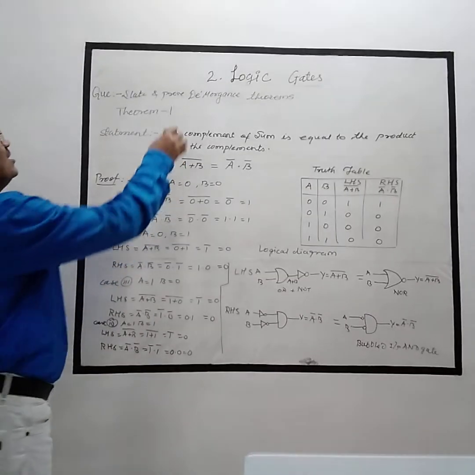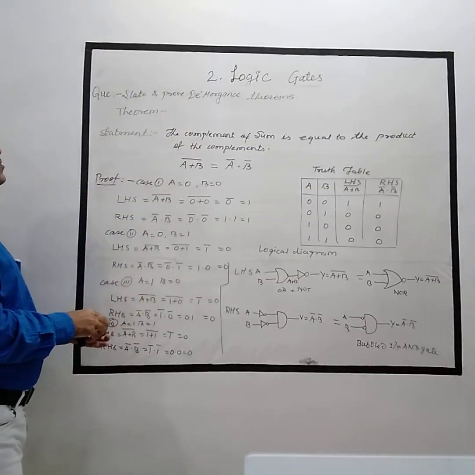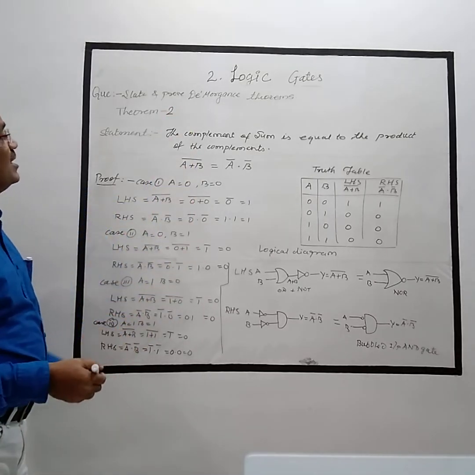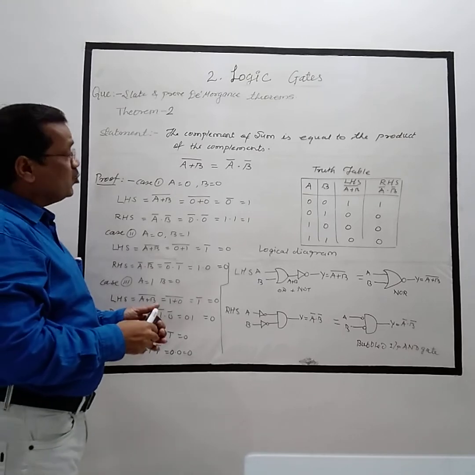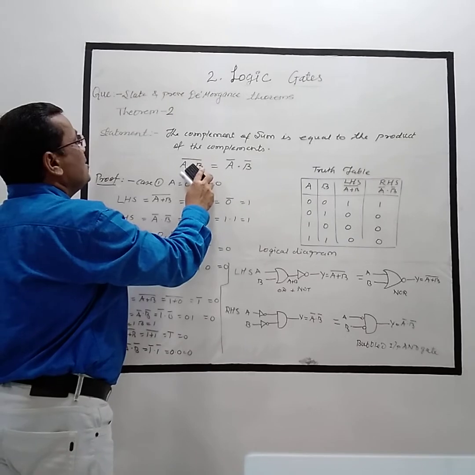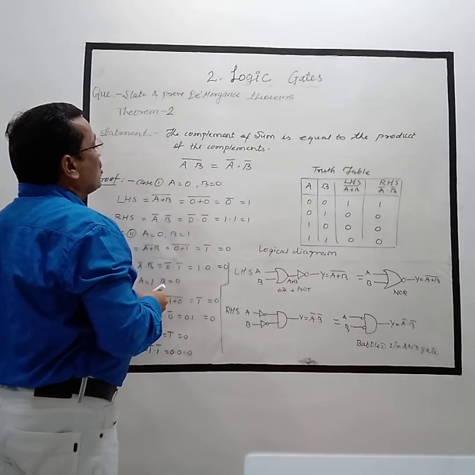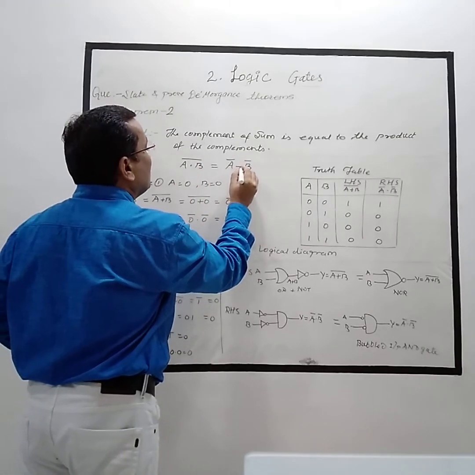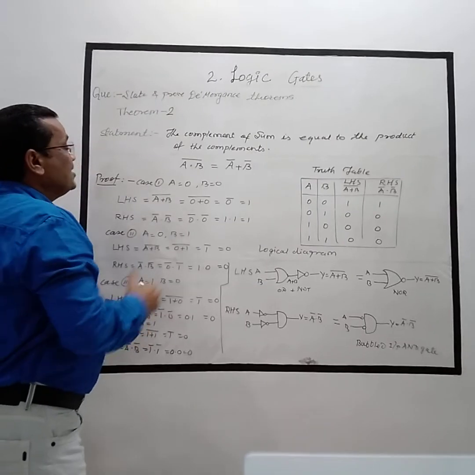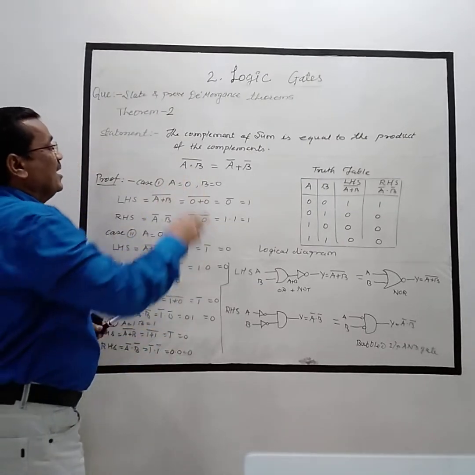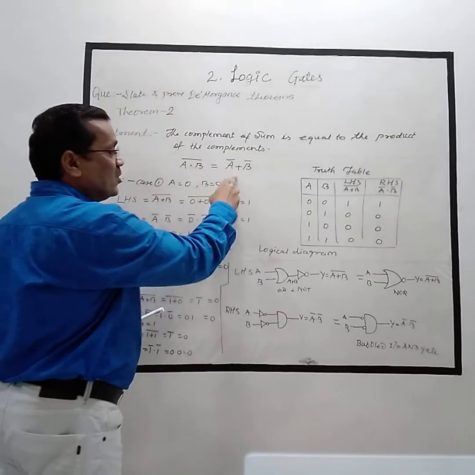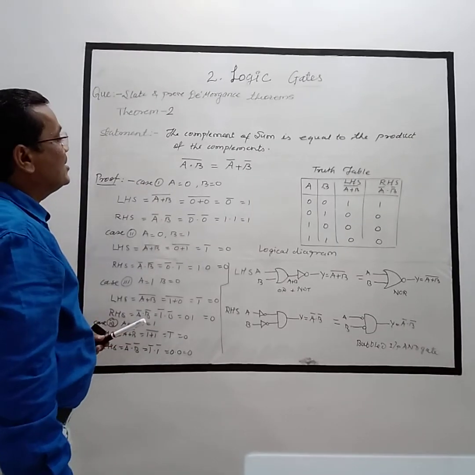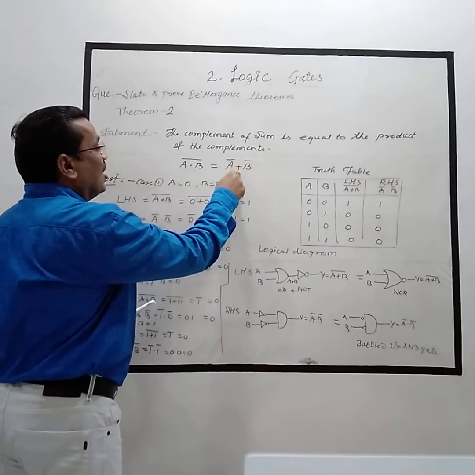Now the second theorem. What is the second theorem? Again, it explains the equivalence between two gates. Here only change is what? A dot B whole complement is equal to A complement plus B complement. That means NAND gate is equal to the bubbled input OR gate.